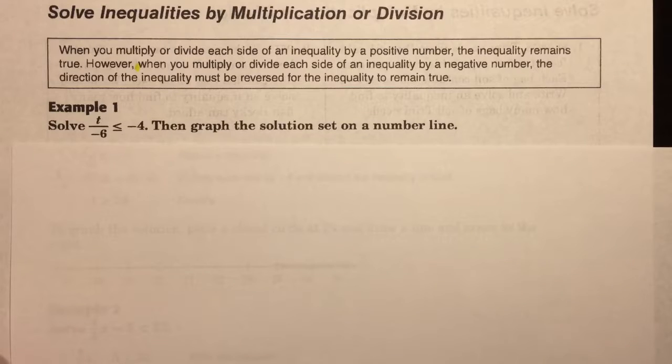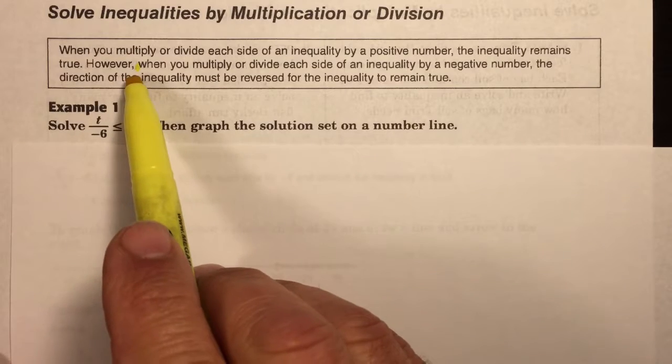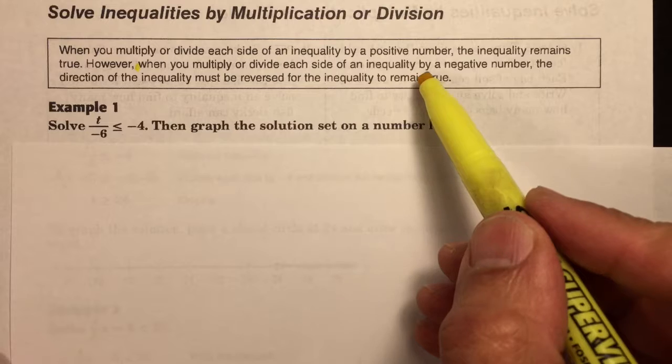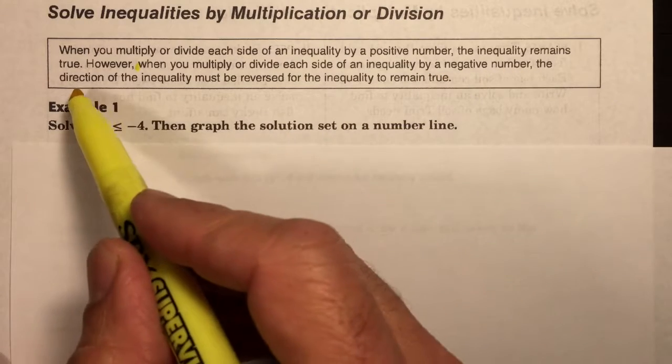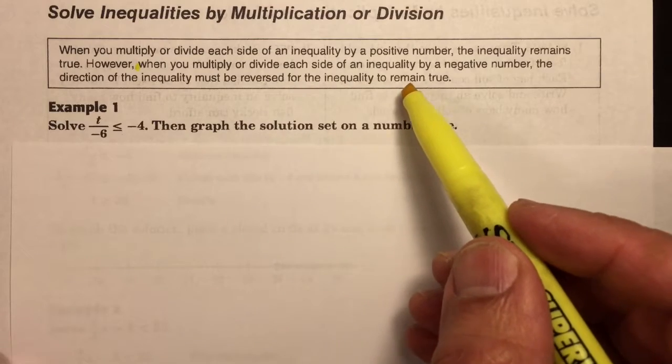Solve inequalities by multiplication or division. When you multiply or divide each side of an inequality by a positive number, the inequality remains true. However, when you multiply or divide each side of an inequality by a negative number, the direction of the inequality must be reversed for the inequality to remain true.